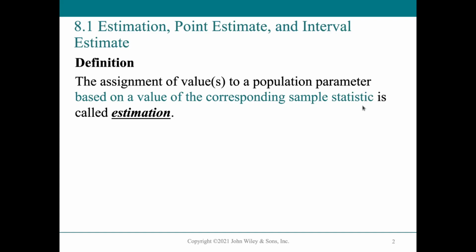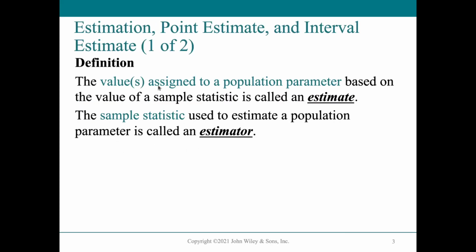If you remember what a sample statistic is, it's basically a parameter of the sample. For example, the sample mean, sample median, or sample standard deviation. That is your sample statistic. If we use this sample statistic to estimate our population parameter, we call that method estimation. The value assigned to a population parameter based on the value of your sample statistic is your estimate, and the sample statistic used to estimate the population parameter is your estimator.